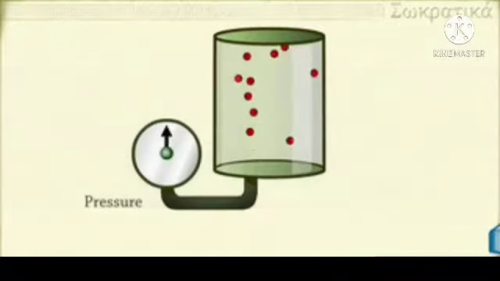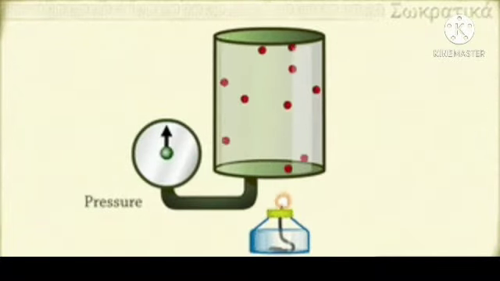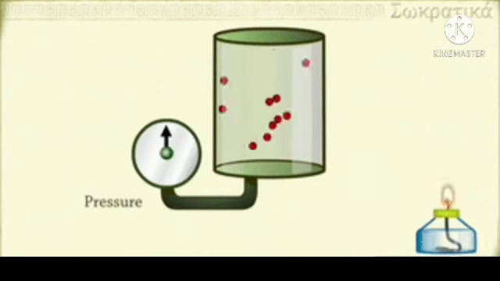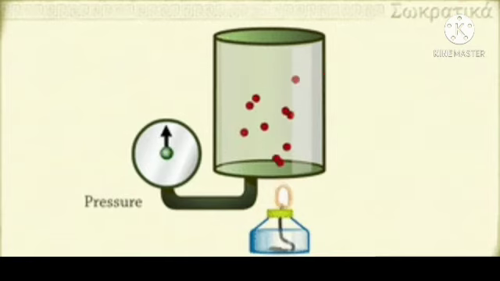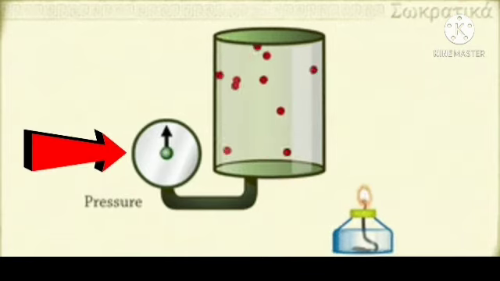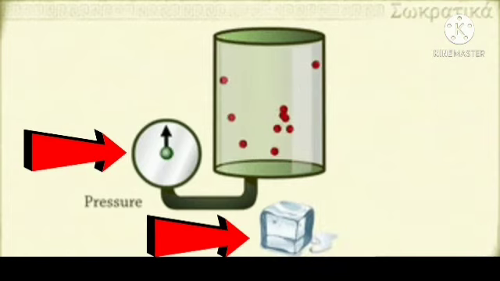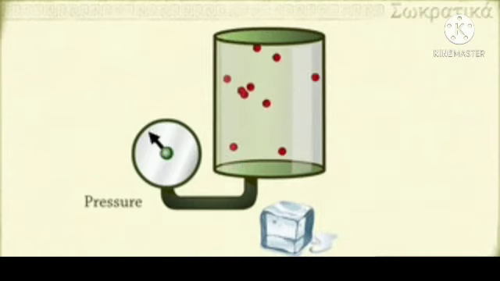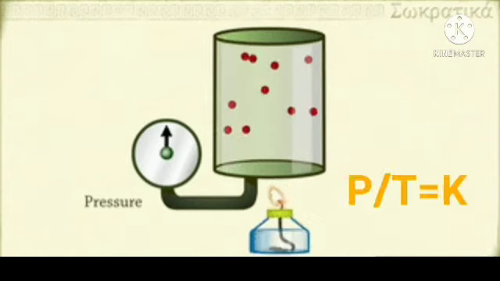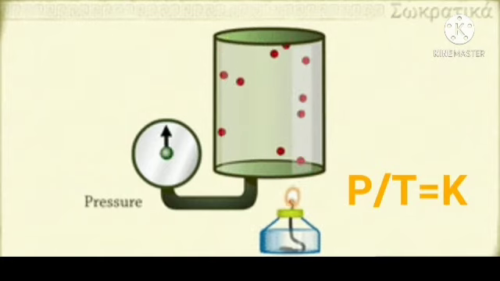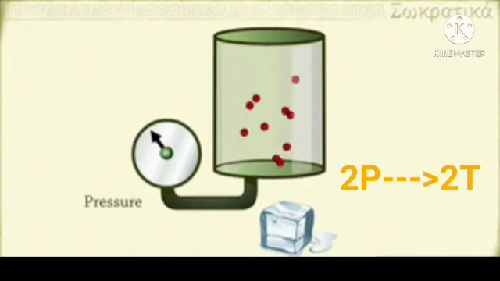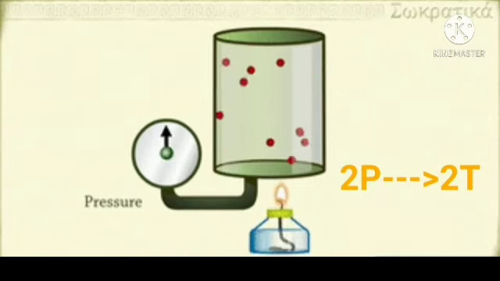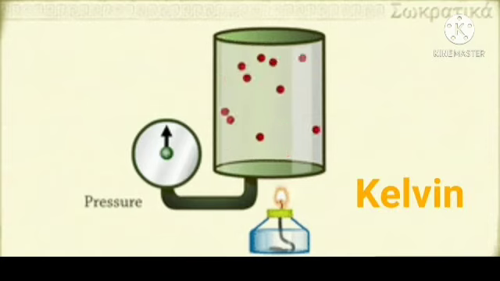Now let's talk about the pressure law, or Gay-Lussac's law. Here in this law, the pressure is directly proportional to the temperature. What Gay-Lussac found was that the pressure of the gas was directly proportional to the temperature. And again, in terms of the formula, he wrote that pressure P divided by the temperature T was a constant. Double the pressure and you double the temperature, and vice versa. And of course, we need to use Kelvin for temperature.